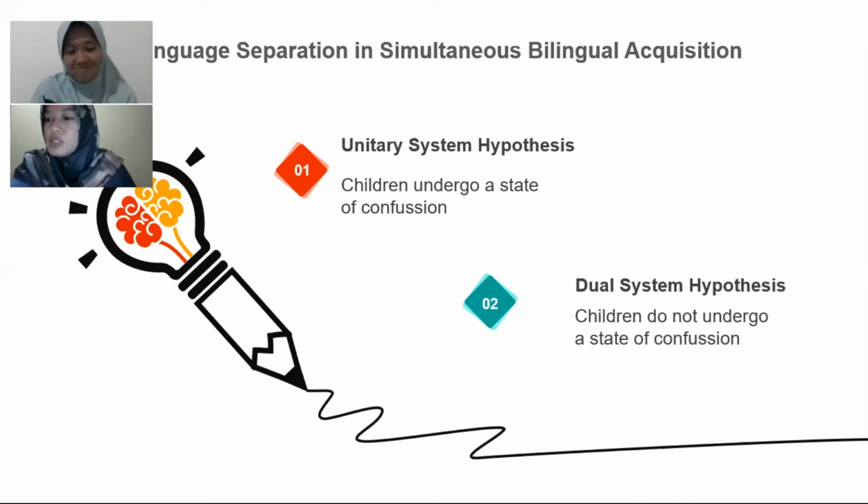Under this hypothesis, in the initial stage of acquisition, children have no reliable mechanism for separating two linguistic systems to accommodate the two distinct sets of input utterances. And then the dual system hypothesis says that children do not undergo a stage of confusion. Rather, they separate both the lexical and the grammatical system as early as age 2 or before.